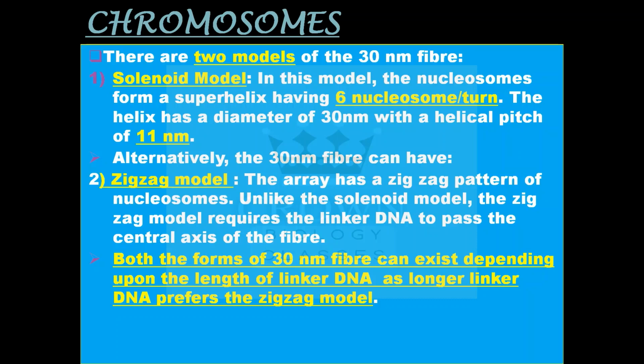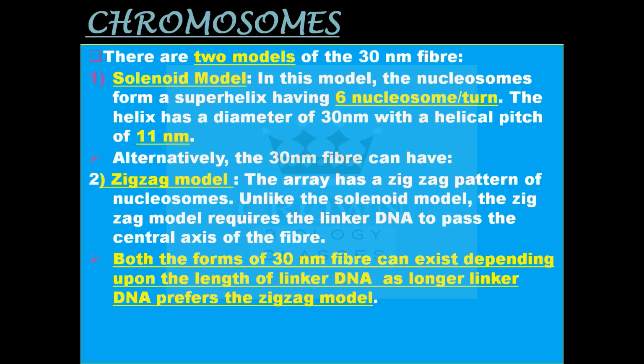Further, under 30 nanometer fiber, there are two models. First one is the solenoid model and the second one is the zigzag model. Solenoid model, from the name itself it is clear, will have a solenoid shape. In this model, the nucleosomes form a superhelix having 6 nucleosomes per turn, and the helix has a diameter of 30 nanometer with a helical pitch of 11 nanometer. Alternatively, the 30 nanometer fiber can have the zigzag model. The array has a zigzag pattern of nucleosomes, and the solenoid model has the solenoid pattern of nucleosomes.